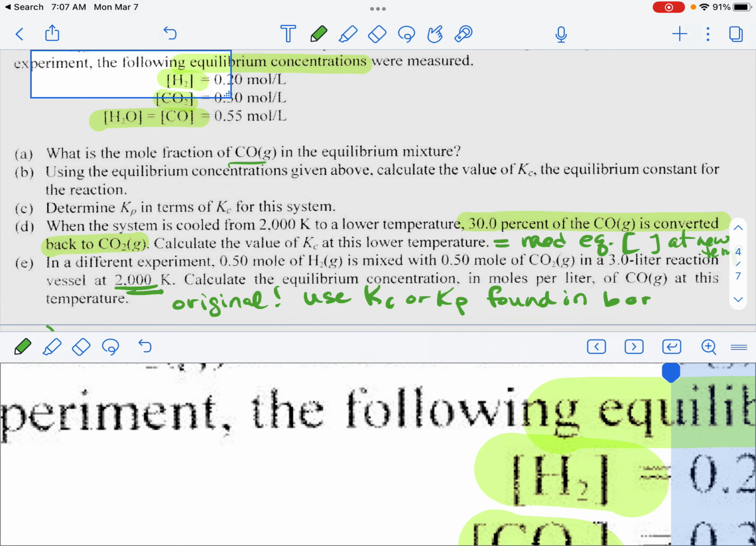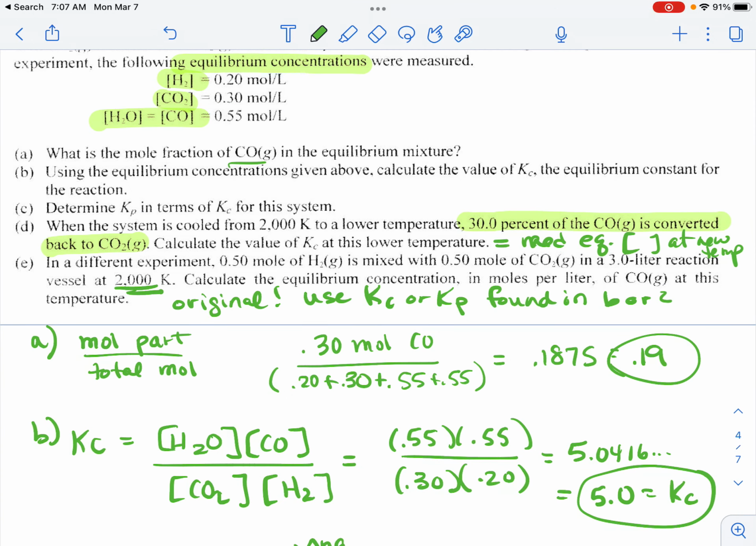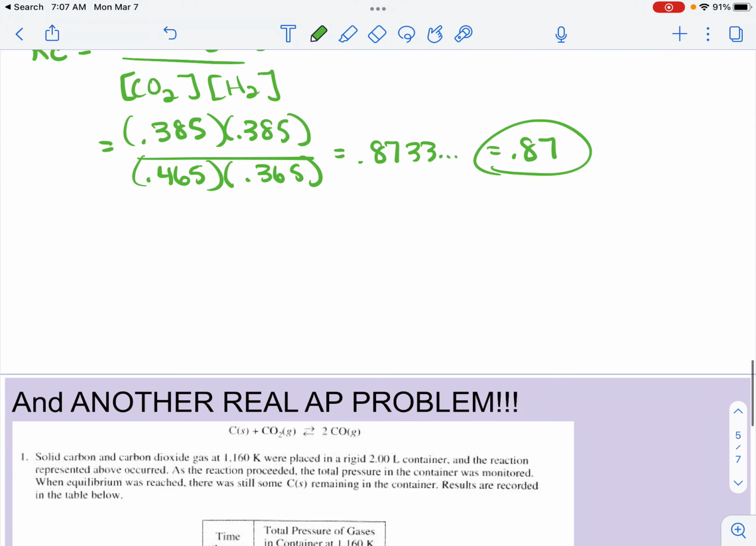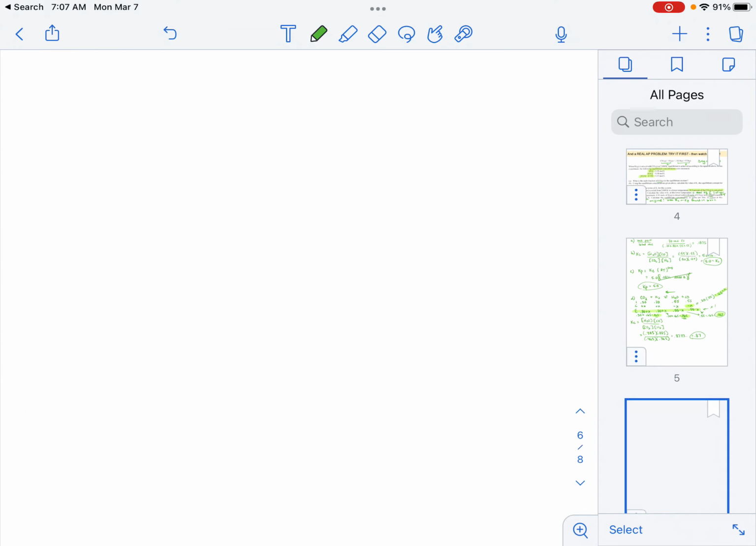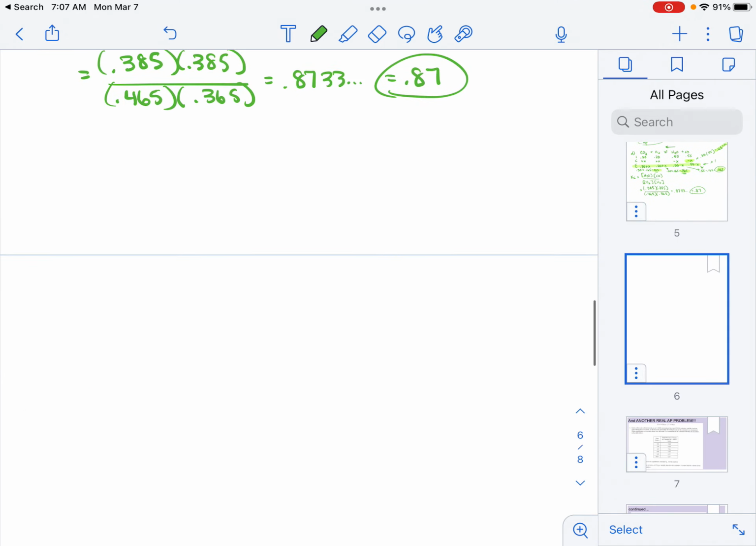Okay, so the idea would be that this is kind of where we're headed, and we have to pay attention because this is moles in 3 liters, so they're not going to give me molarity there, and they want to know the equilibrium concentration of CO. So now I'm back to writing the equation again. I need a new page.